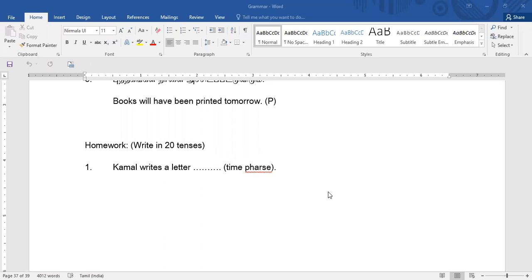Okay, we will see the examples of homework. I have given you a homework. Write in 20 tenses. We have already studied 20 tenses. So this sentence is given in simple present tense. Now you are going to tell the other tenses. Okay.